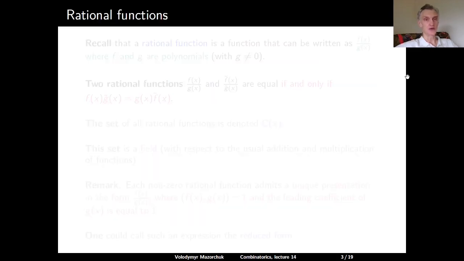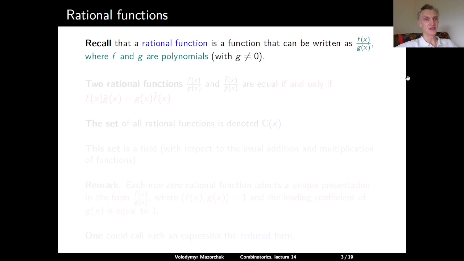Let us recall the notion of a rational function. A rational function is a function that can be written in the form f of x divided by g of x, where f and g are two polynomials, of course with g different from the constant polynomial 0. g is a polynomial which might have some zeros, but we assume that it is not equal to the polynomial which is constant and takes 0 values at all points x.